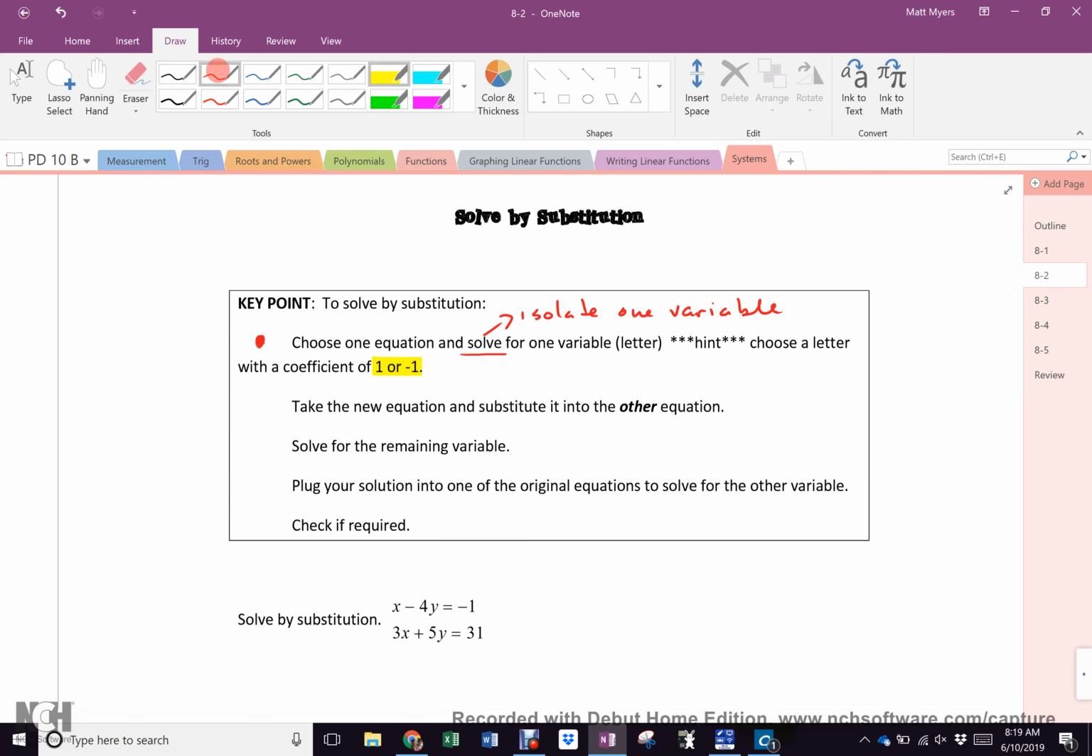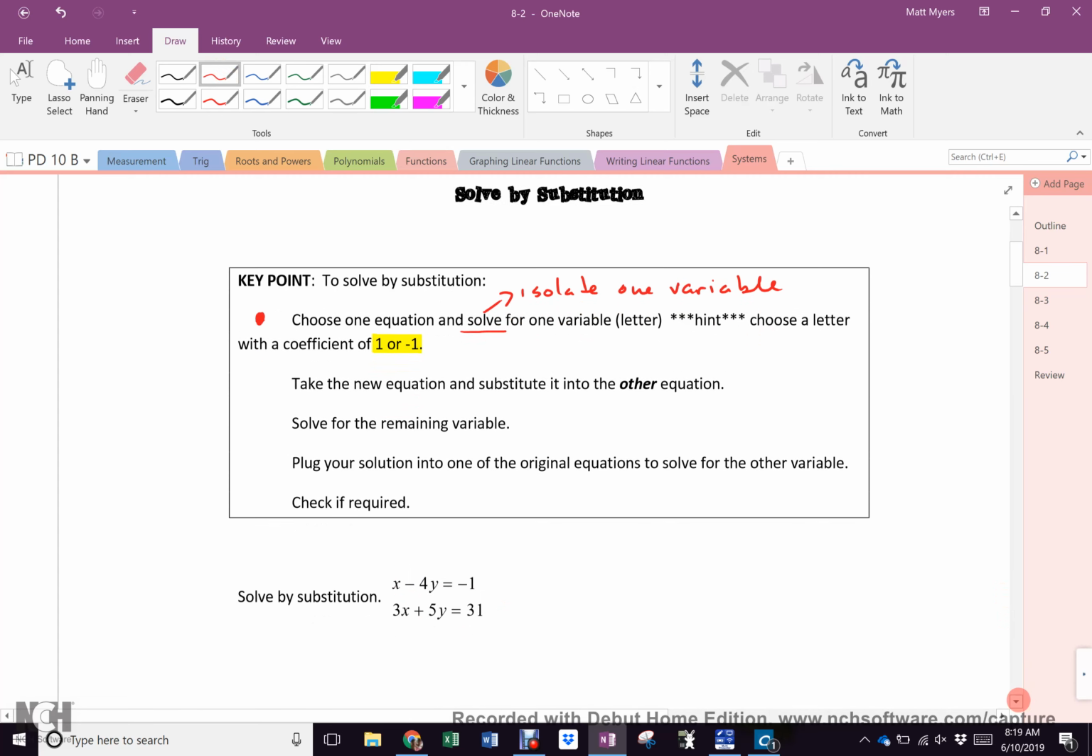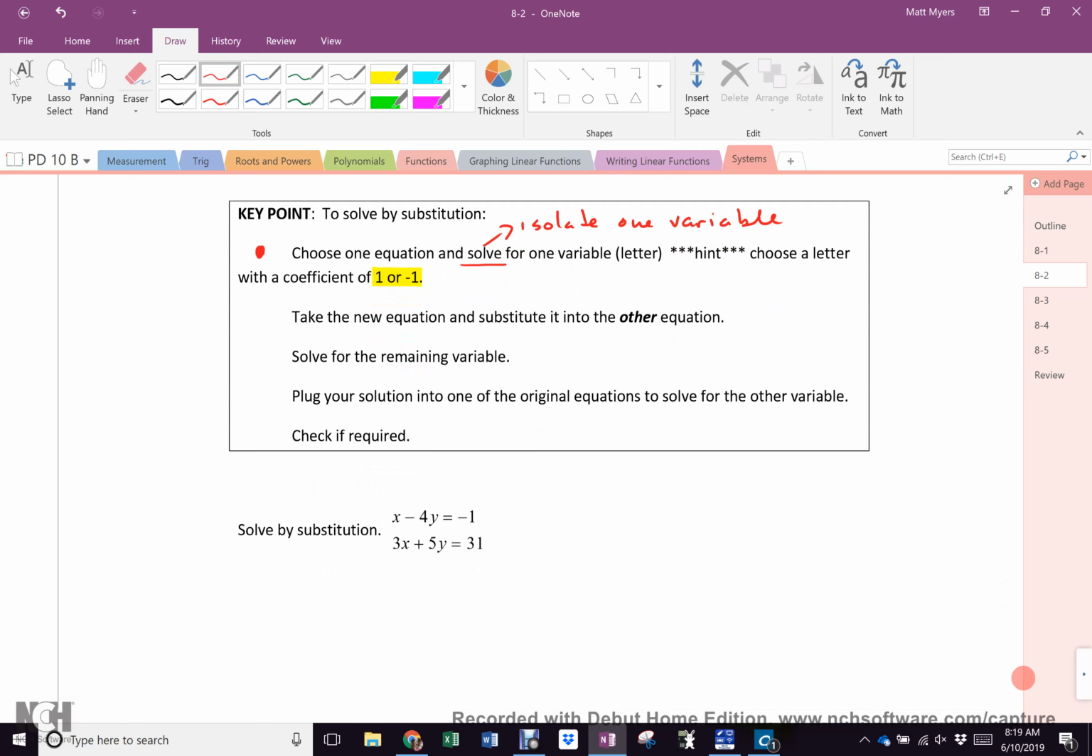All right, so let's look at this first one. We're going to do it step by step. What variable should we solve for? X. Why? Because x has no coefficient. Its coefficient is 1. So isolating it is super easy, isn't it? What will this equation look like when I solve for x? X equals 4y minus 1. Everybody agree that those are the exact same equations?